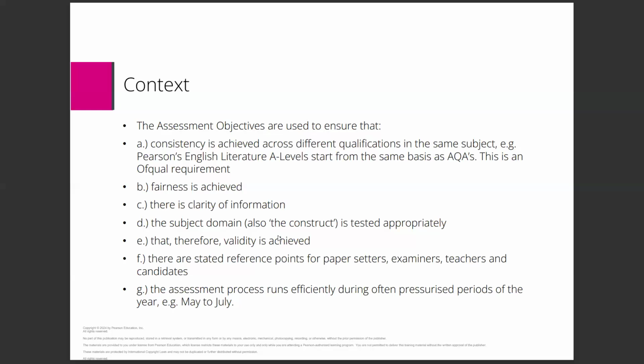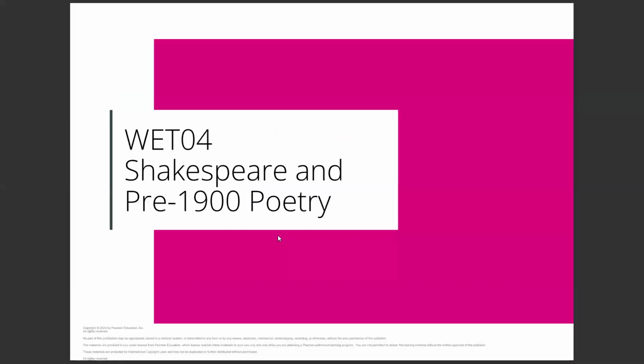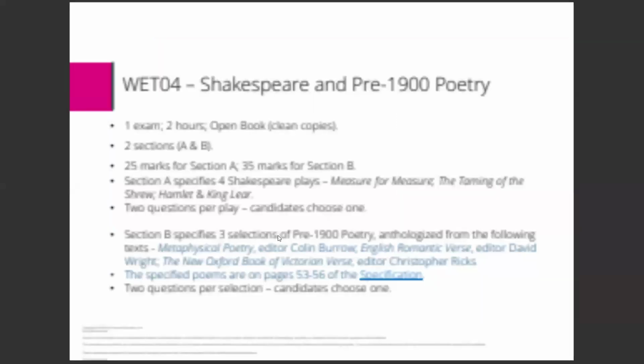We're looking at fairness. We're hoping that it will be clear in how the assessment objectives appear in a student response and how they are credited. We're thinking about the validity, so that markers will be coming to fairly similar marks, fairly similar levels, and it gives us a common reference point, whether it be the candidate, the teacher, the examiner, or the person writing and setting the papers. So today's focus is Shakespeare and pre-1900 poetry.